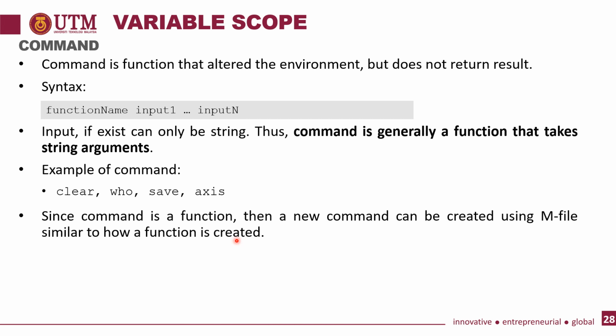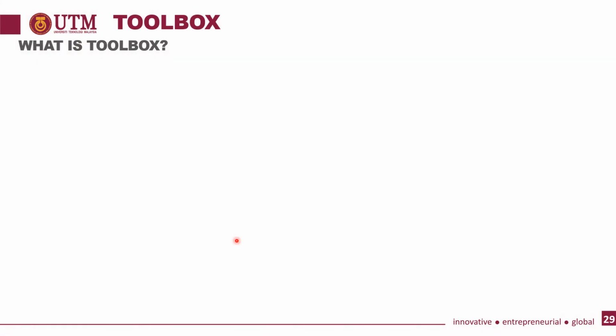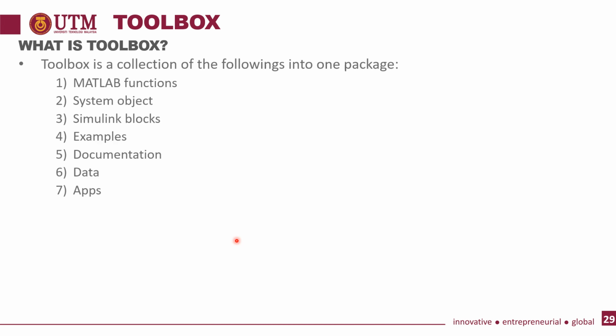Okay, so next is the last part of today's lesson, which is related to the toolbox. So what is actually a toolbox? In MATLAB, a toolbox is a collection of the following into one package. For example, if you have multiple functions, objects, simulating blocks, examples, documentation, you can compile them and call it a toolbox. You can combine it, compile it, and make it into one package: MATLAB functions, system objects, simulation blocks, examples, documentation, data, and apps.